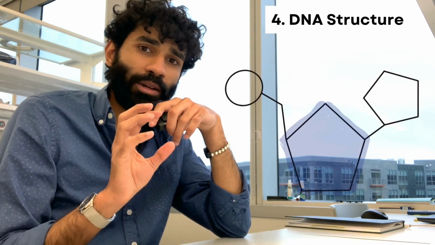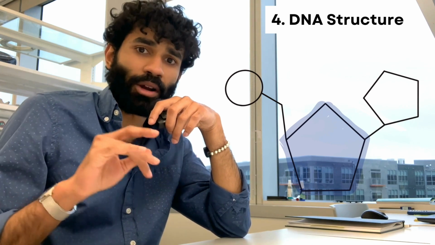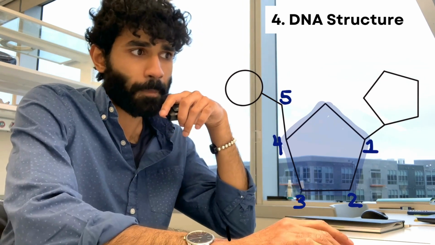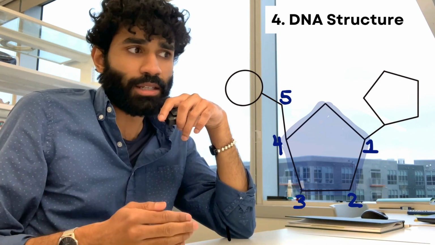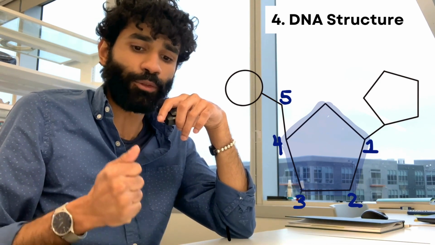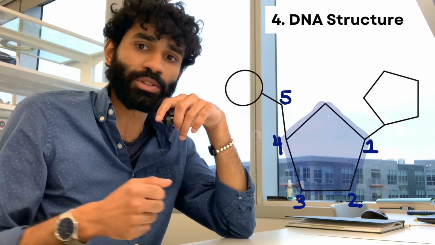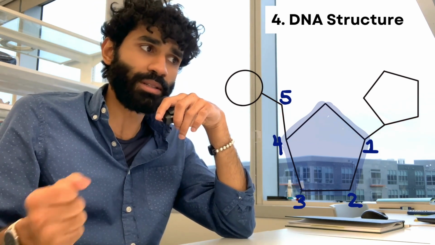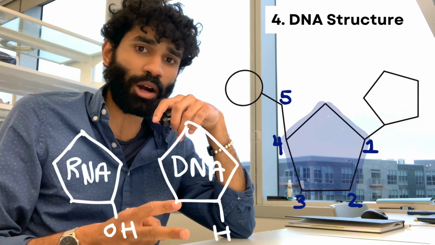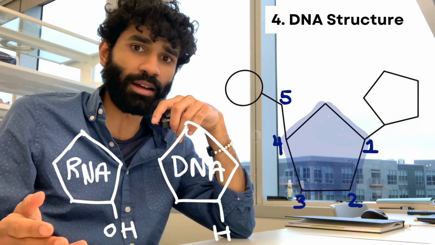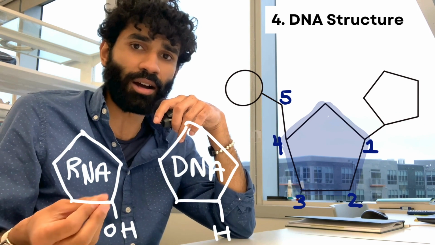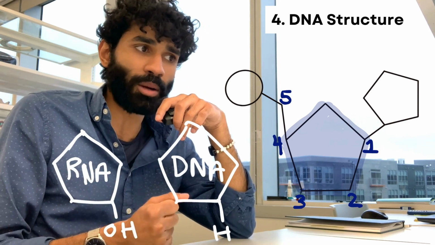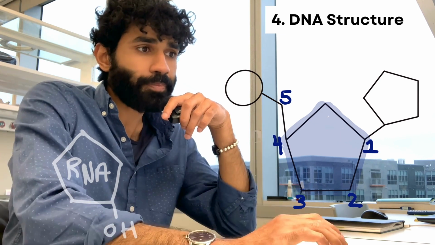You need to know how to count the carbons in a sugar: carbon 1, carbon 2, carbon 3, carbon 4, carbon 5. Then what you have to remember is that for DNA, it's deoxyribose. For RNA, it's ribose. How do you tell the difference? Well, for deoxyribose, the 2' carbon doesn't have an oxygen, it's just H. And for ribose, that 2' carbon has an OH.